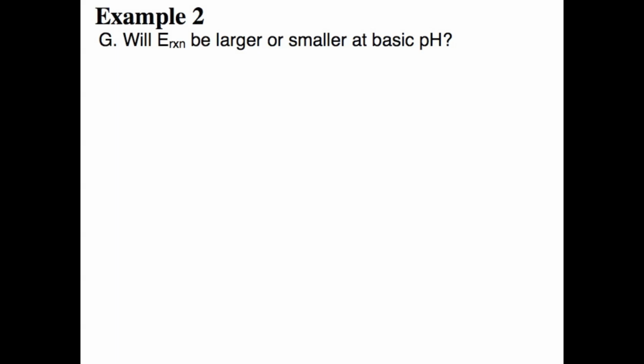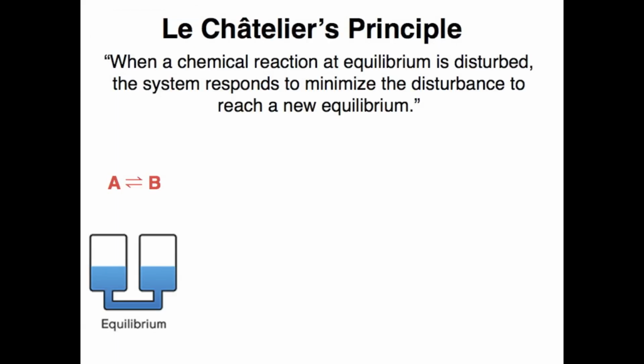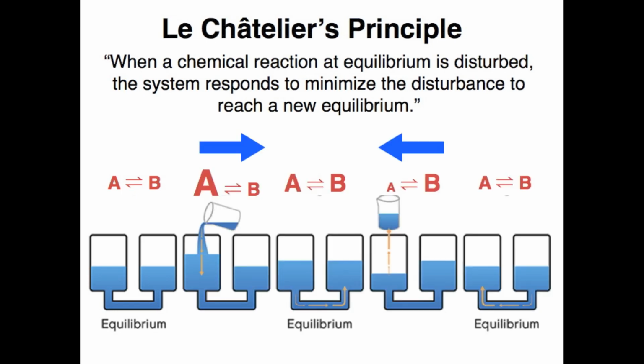Example 2G asks, what would happen to the reaction potential at basic pH solution? Before we can answer this question, we need to understand Le Chatelier's principle first. This principle states that when a chemical reaction at equilibrium is disturbed, the system responds to minimize the disturbance to reach a new equilibrium. For example, if you have a process A converting to B, and this process is at equilibrium, when either A or B is disturbed, the reaction will shift in order to establish the new equilibrium.